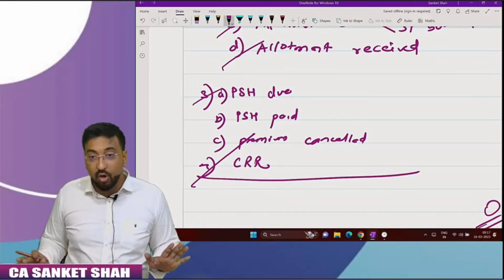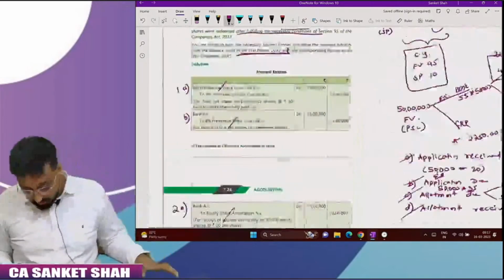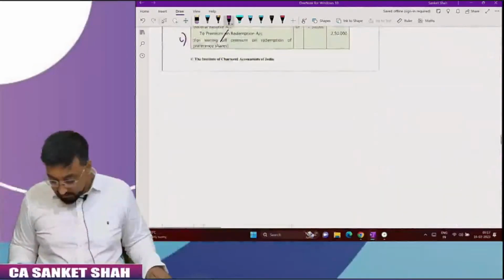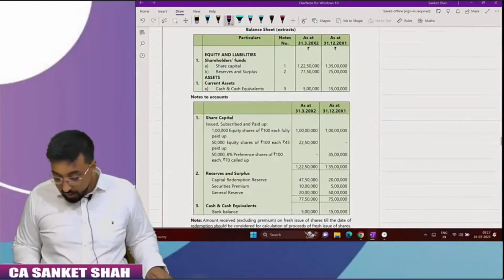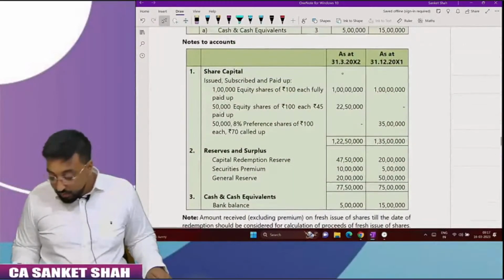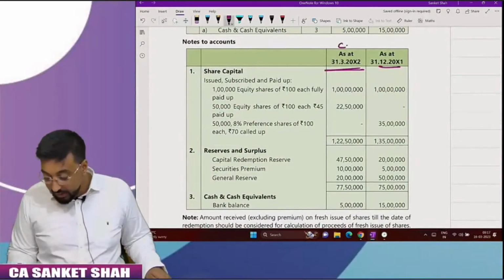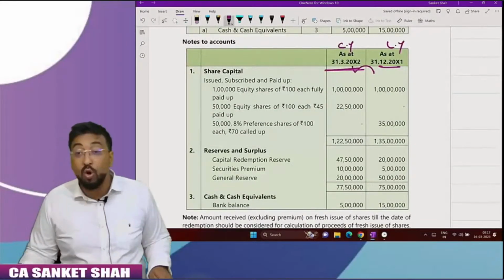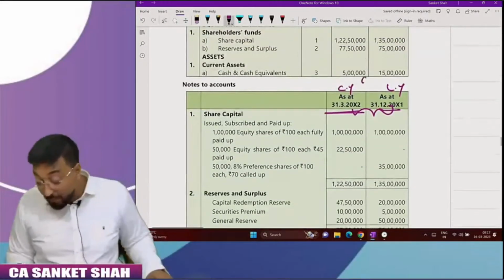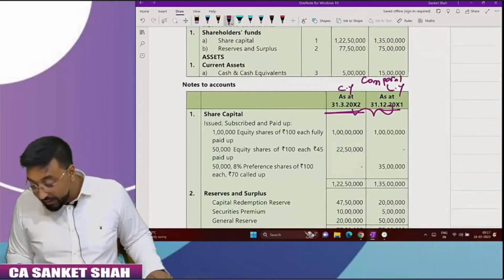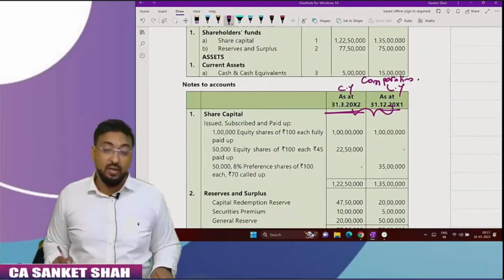Clear with the concept? Now, the balance sheet. So first, how to prepare the balance sheet? See the balance sheet. You have to record last year, and sorry, this is the current year. And this is the last year. What is it called in real life? It is called comparatives. Comparatives. What do you call it? Comparatives. Now this is called comparatives.